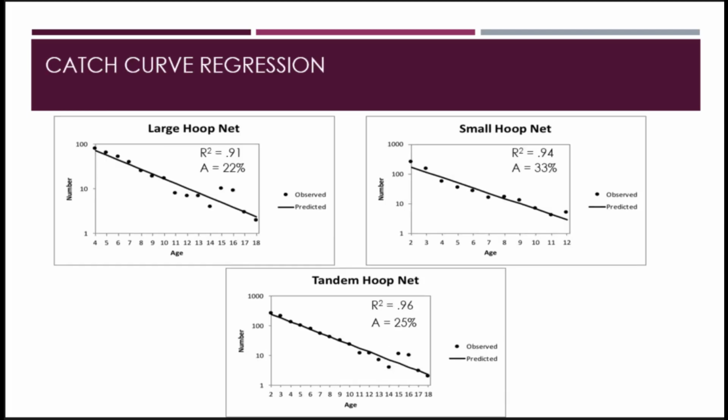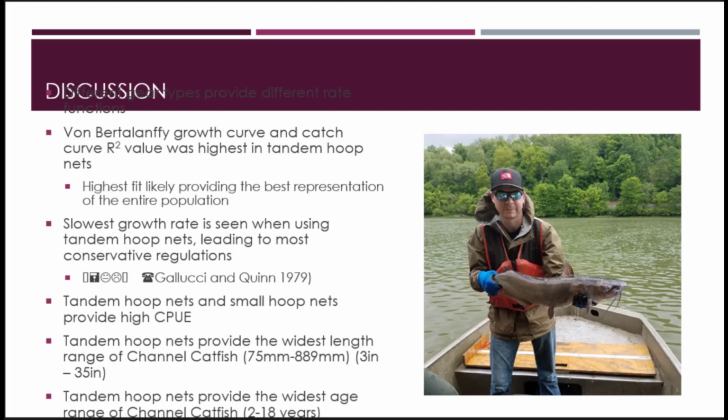Again, when we look at catch curve, estimating mortality using our age data, we see that when we use just the large hoop net, we're getting a lower mortality estimation than when we compare using the small hoop net, where we're getting a little bit higher mortality estimation. And then again, somewhere in that happy medium, using that tandem setup, we see that mortality is really somewhat more in between the small hoop net generated mortality and the large hoop net generated mortality. And so, a little cut off there.